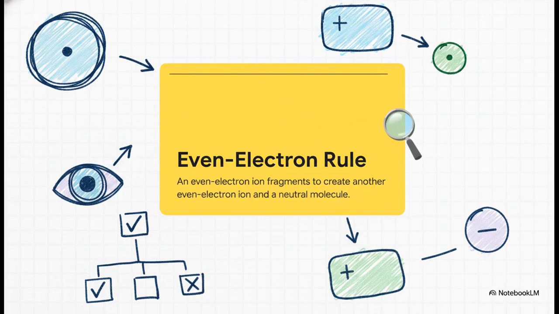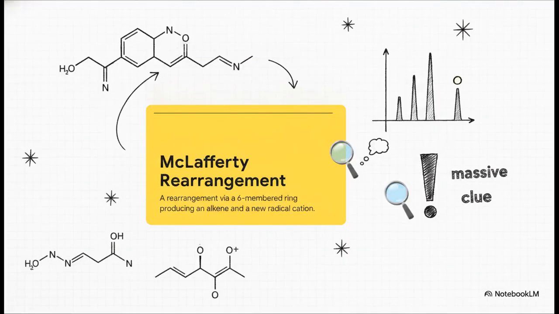Then we've got the even electron rule, which is an absolutely vital tracking tool for our investigation. When your odd electron molecular ion fragments, it usually yields a radical and an even electron cation fragment. But that even electron ion can only further fragment to create another even electron ion and a neutral molecule. Knowing this rule is a total game changer. It helps you accurately predict and track valid pathways so you don't waste your time drawing chemically improbable or just downright impossible structures. And of course, I have to mention the famous McLafferty rearrangement.